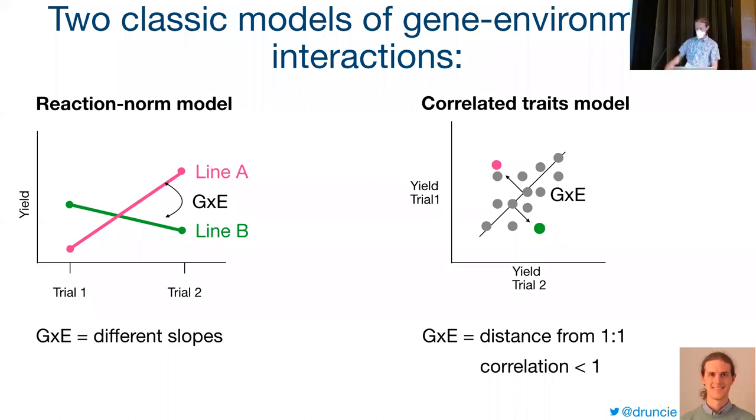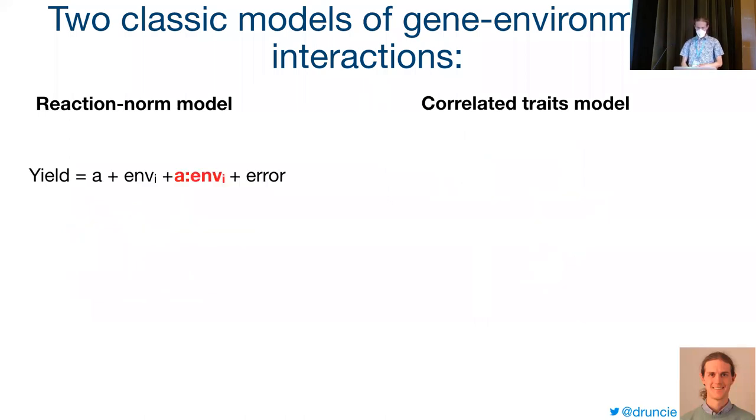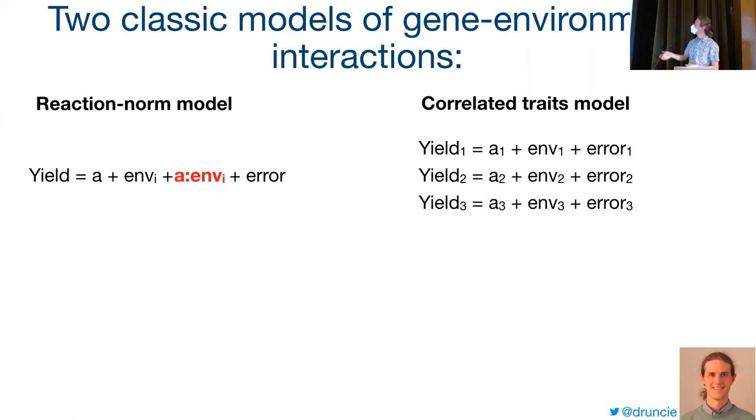Why I like the correlated traits model is that it's in some sense simpler to extend to more trials. We just consider them all in a pairwise fashion. I think that the modeling of it is a little bit easier too. So this is the model I showed for the reaction norm approach. For the correlated traits model, what we do is we write a model for trial one, and then a model for trial two, and a model for trial three. And in each of these models, I have a genetic effect. Say A1 is the additive genetic effect or the breeding value in trial one, and so on. And then I just specify that these genetic values are correlated across trials. They can also have correlated errors.